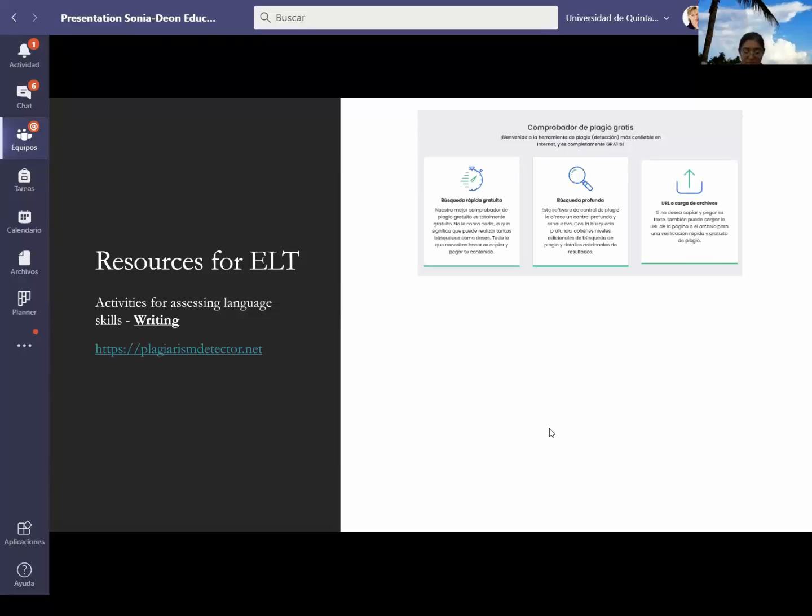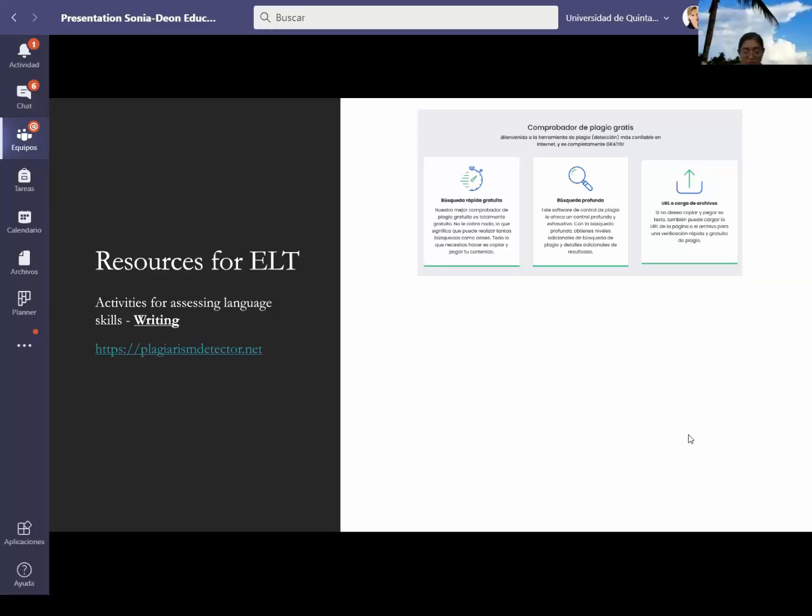Plagiarism. We know that plagiarism is something that happens not only in language classes, not only in university classes, but in several educational levels, right? As you get to know your students, a lot of times you can identify when something was written by your students and when something wasn't. Also, you can identify based on the topics, like things that maybe you've read before.